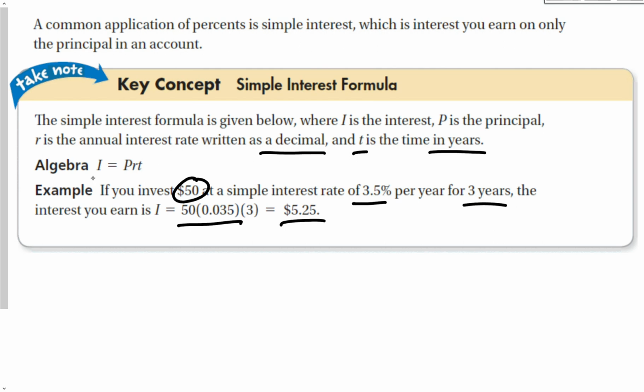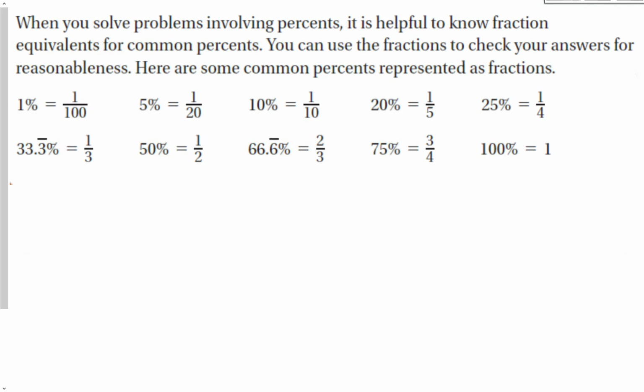Now, this is useful, okay? In Algebra 2, you'll learn a little bit more about compound interest, which is really the way the world works. But for now, we'll stick with simple interest. And when you solve problems involving percents, it's helpful to know fraction equivalents for common percents. You can then use the fractions to check your answers for reasonableness.